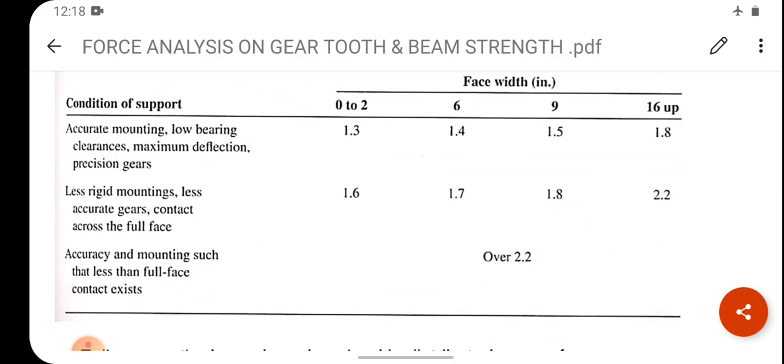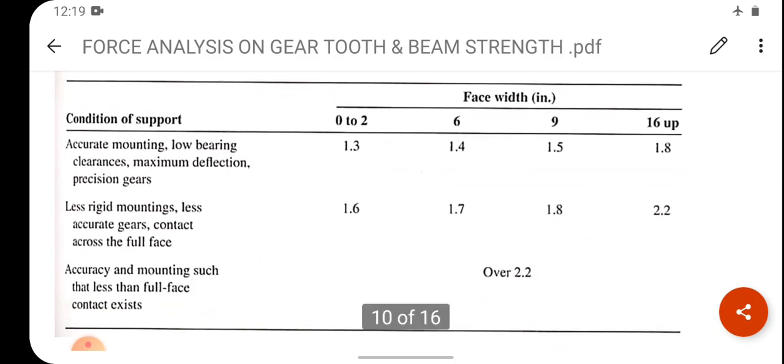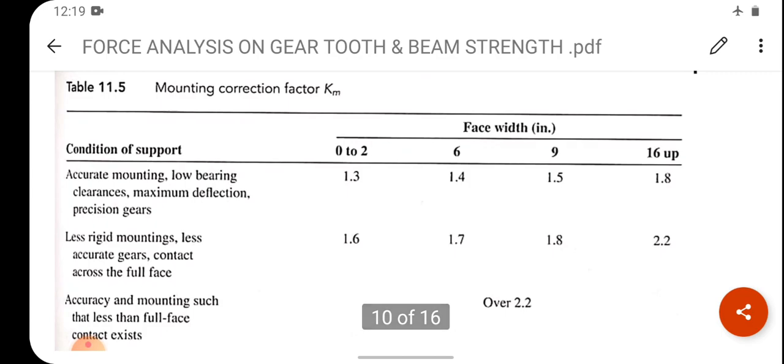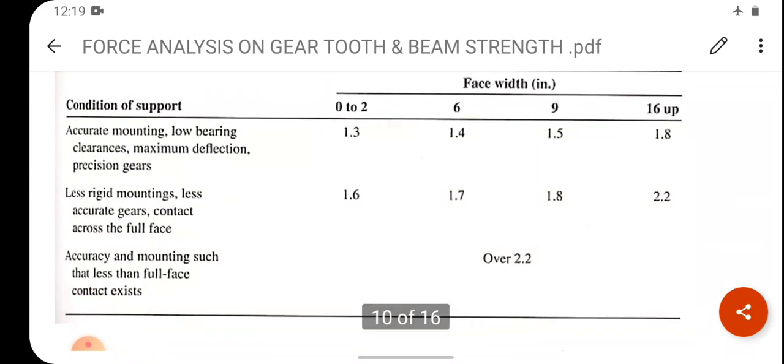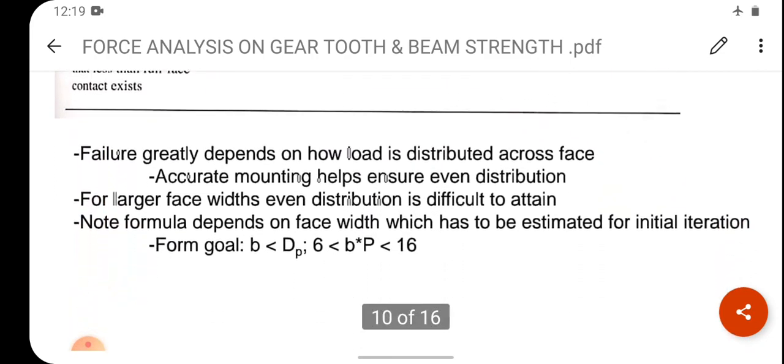So accurate mounting, low bearing clearances, maximum deflection, for precision gears. Face width: if the face width is 0 to 2, you will take the value of Km as 1.3, and so on. Clear? I am taking a small pause here. You can read this data and find out the value of Km, that is nothing but the mounting correction factor, from table 11.5.